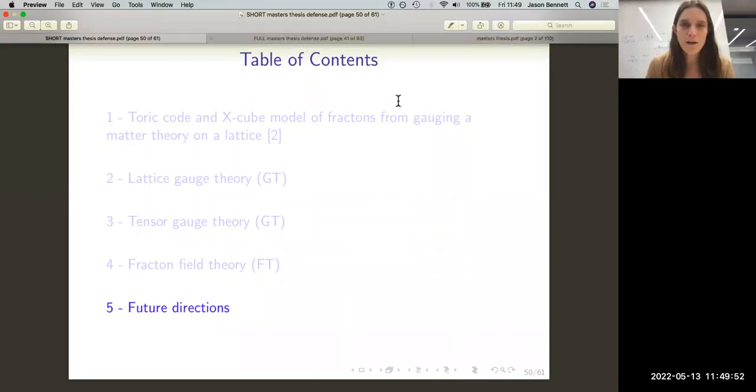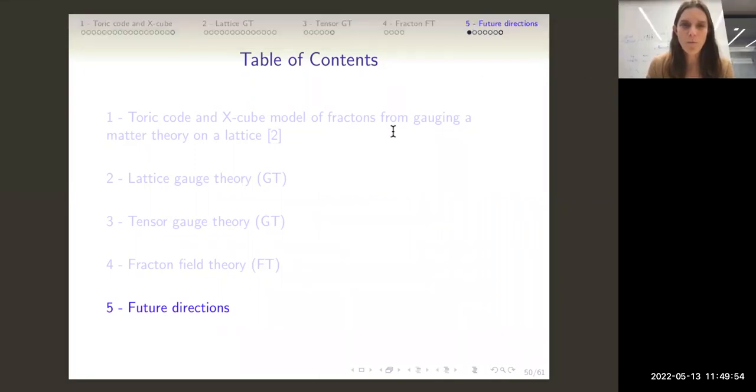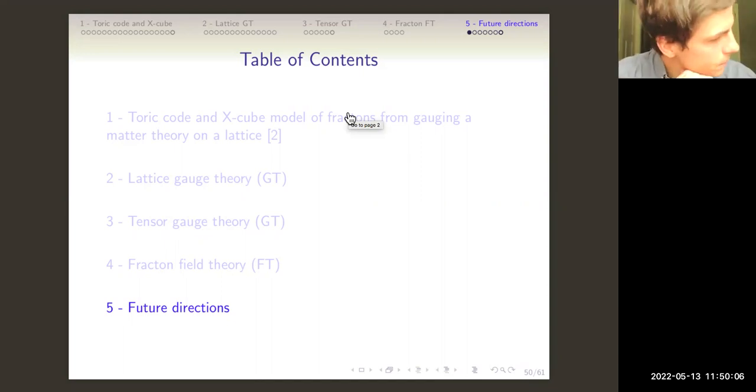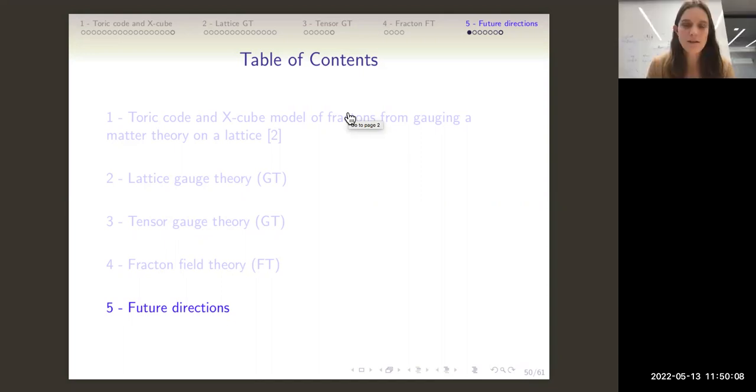So I have a question. One thing I was unclear on is where does previous work end and where does your work begin in here? You gave a summary of a lot of existing works, toric code, X-cube model. So is there some part of this which is also your original contribution?